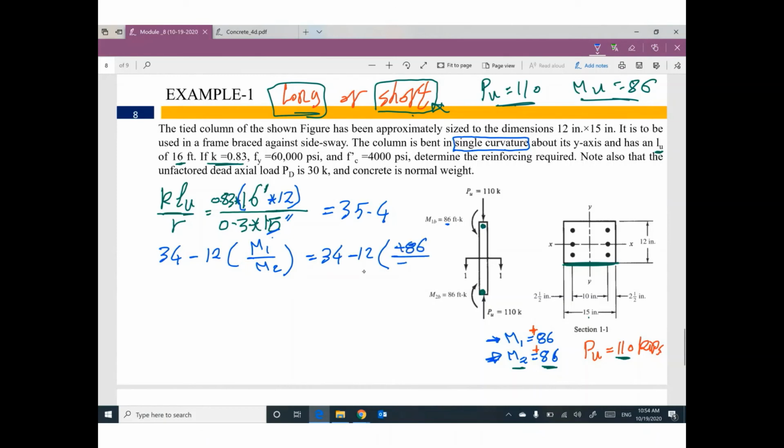And you learned it. How can I figure out the value of M1 and M2, and how can I figure out the sign of these values? Single curvature or double curvature? I believe this value will be 22. So what is the case right now? K Lu divided by r is greater than 34 minus 12 M1 divided by M2. This one is greater than.